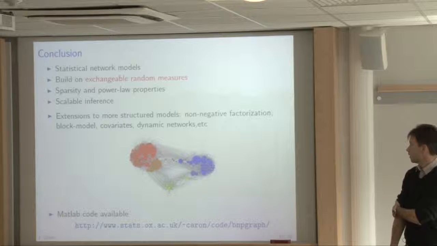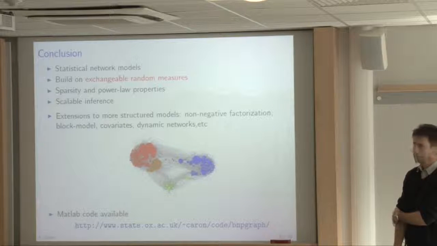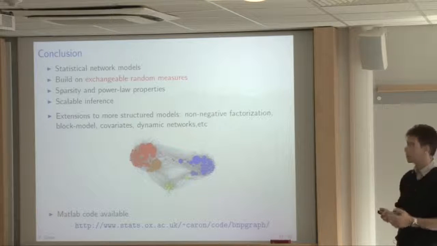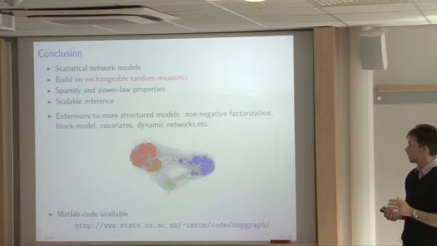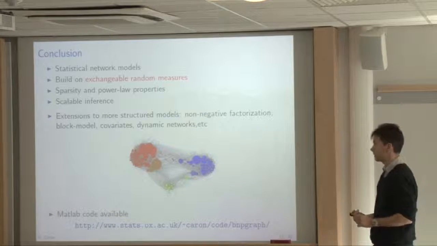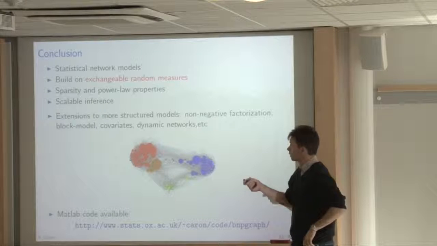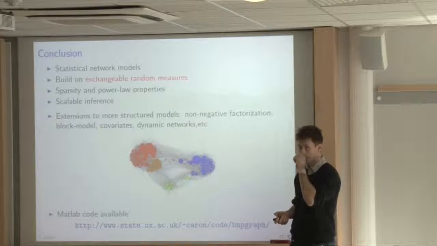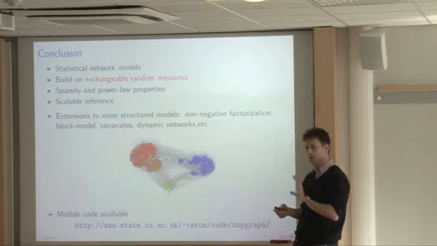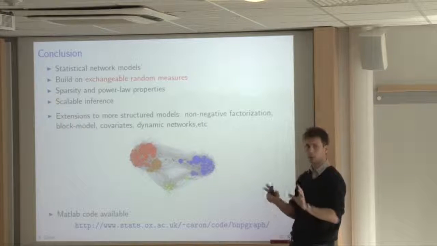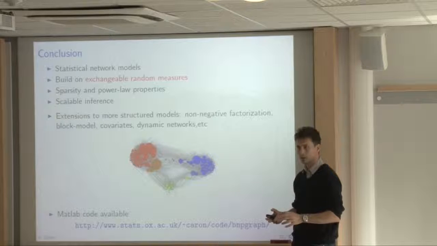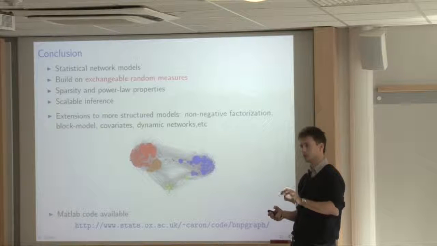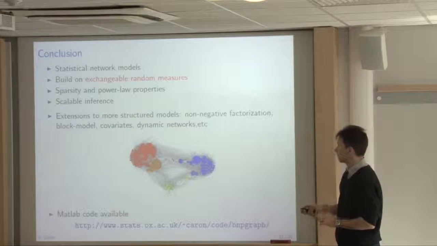Okay, so I've presented a new class of statistical network model that builds on exchangeable random measures, that can capture sparsity power-law properties, and for which we derive scalable inference algorithms. At the moment, the model is, in a sense, very simple. It only captures sparsity because you only have one parameter that tunes the sociability of a node.